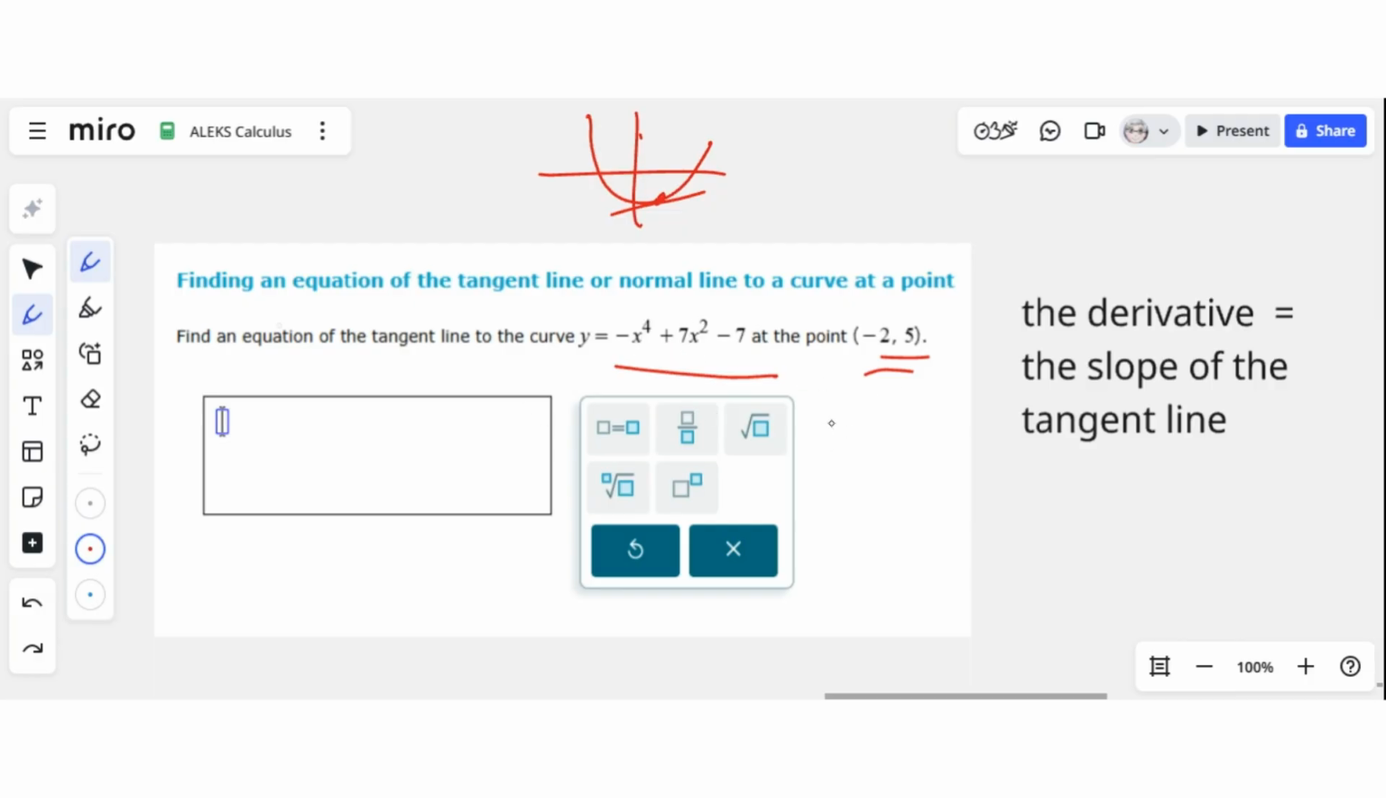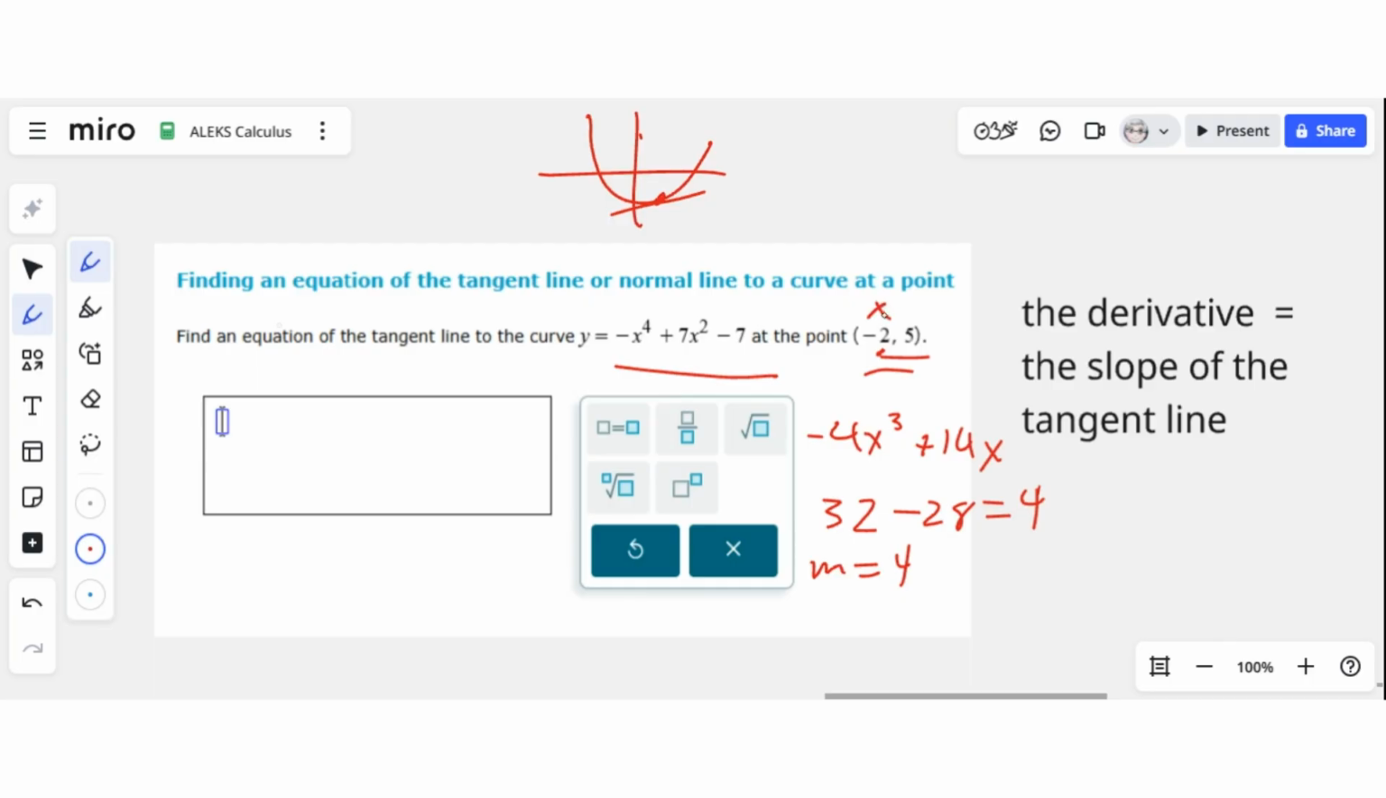Let's take the derivative. So that's going to be -4x to the third plus 14x, and that -7 goes to 0. So there's our derivative. Now let's figure out the slope of that tangent line at -2. So I put in -2 here. That'd be -8 times -4 would be 32. And then this would be -28. It looks like 4. So m equals 4.